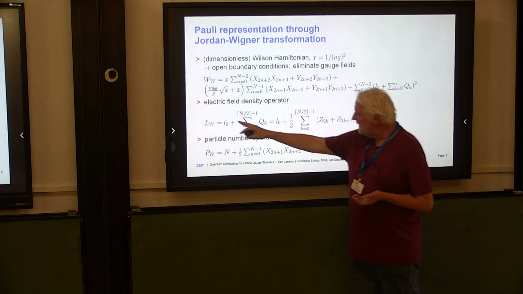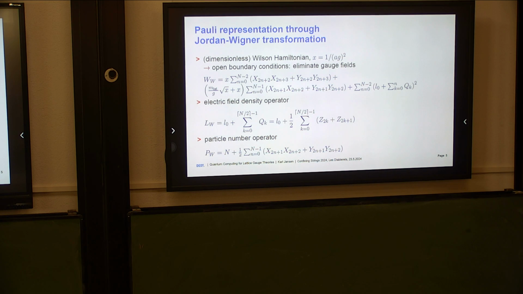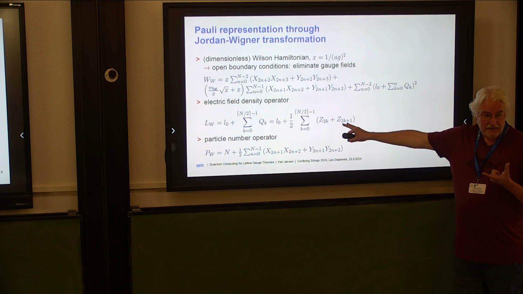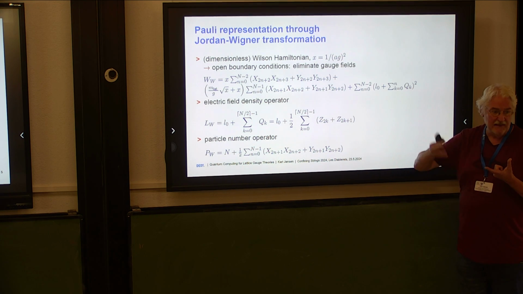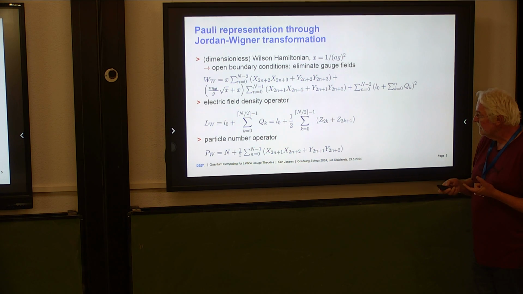This is the electric field density operator. And you can also define the particle number operator, all in terms of Pauli matrices. Which means when you have the state at the end of the quantum circuit, you can measure this operator and you get a value. And you have to repeat these measurements many, many times to get expectation values.